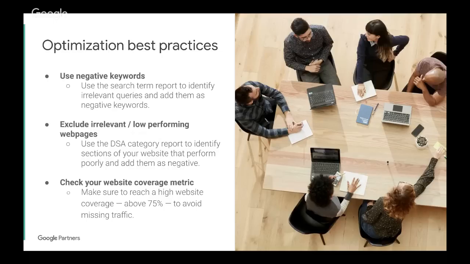Excluding irrelevant or low-performing websites is also really relevant. So using the DSA category report to identify sections of your website that are performing poorly and then add them as negative. So if you can see that there are certain products where DSA is sending a lot of traffic, but it's not converting, it might be that our system is defining it as being relevant, but you're maybe not in that specific part of the sales process, or could be a lot of different things, then just exclude those categories from your setup.